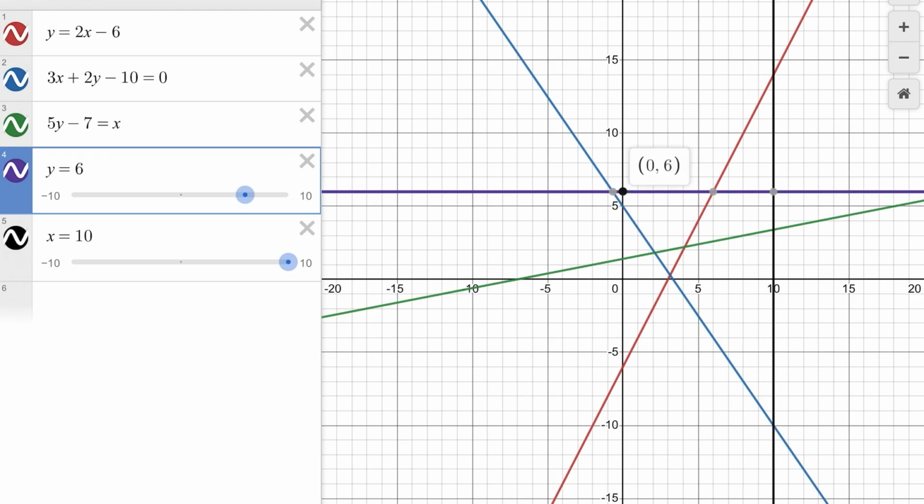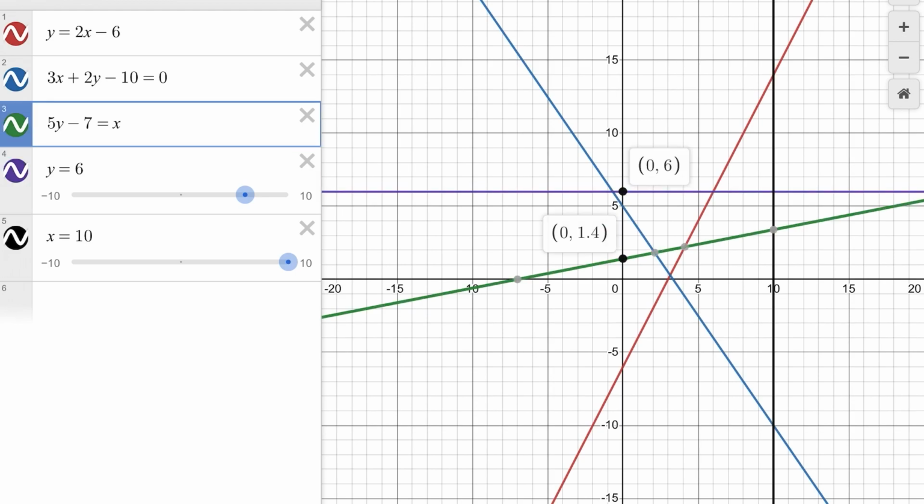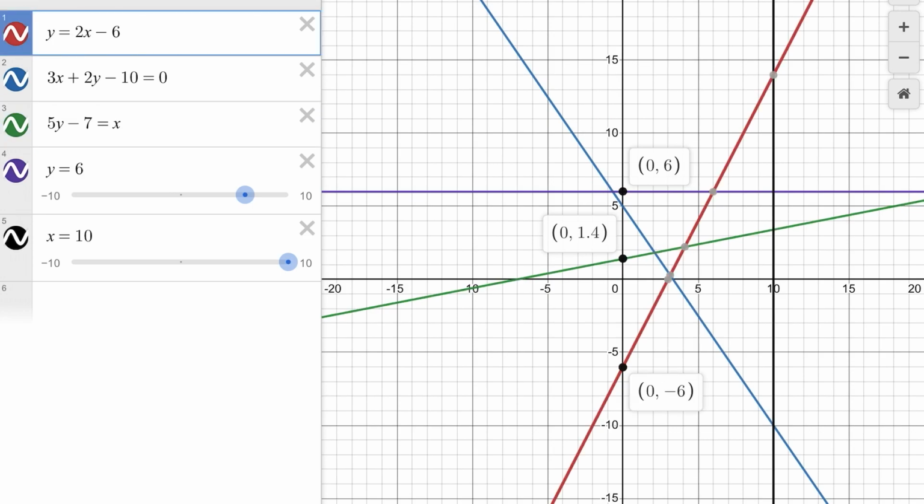And it all comes down to what all of these y-intercepts have in common. They all have a 0 in the x, because in order for it to cross through the y-axis, x has to be 0, okay? And that's why x equals 10 doesn't have a y-intercept, because x will always be 10. It will never be 0, right?